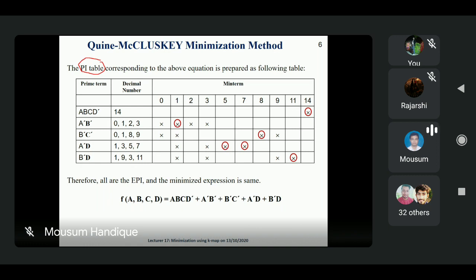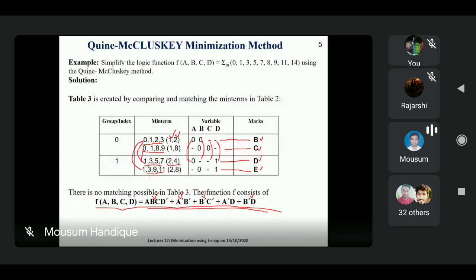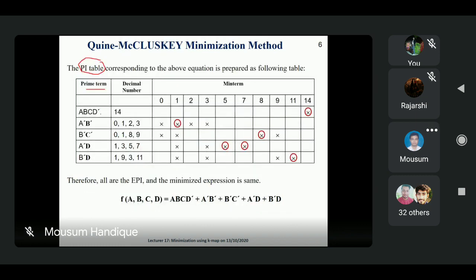So how can we construct this particular table? At first, from the expression, we write all the terms in the first column. How many terms are there? A, B, C, D bar, one term, A bar B bar, C, A bar D, B bar D. So we can write them one by one in the first column.